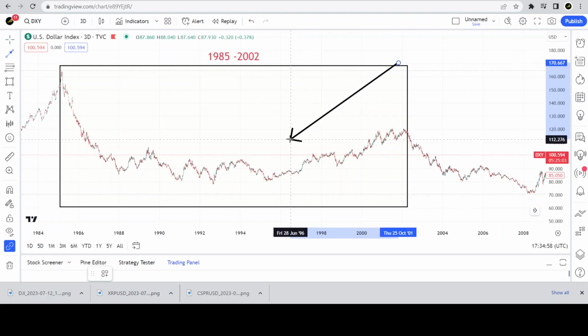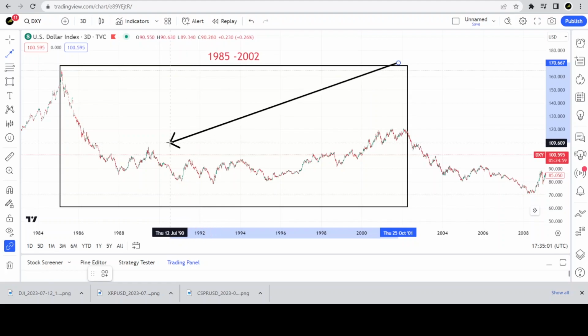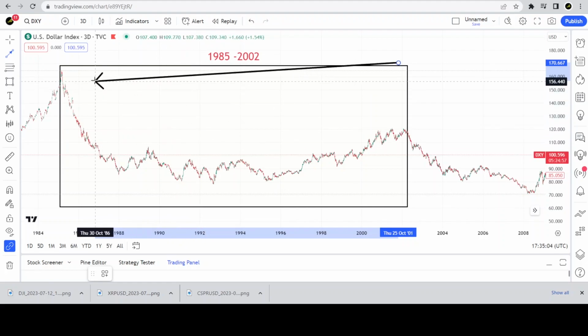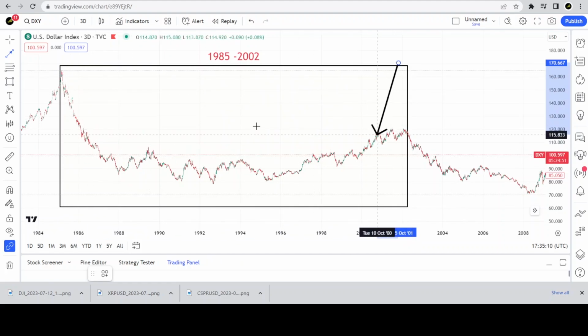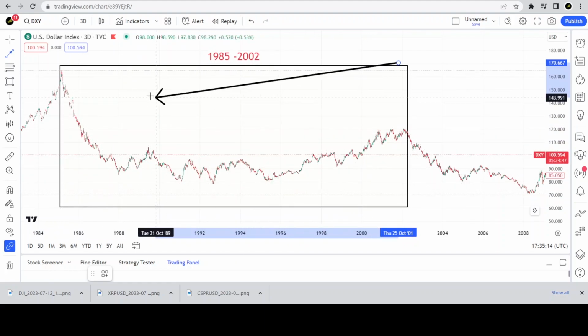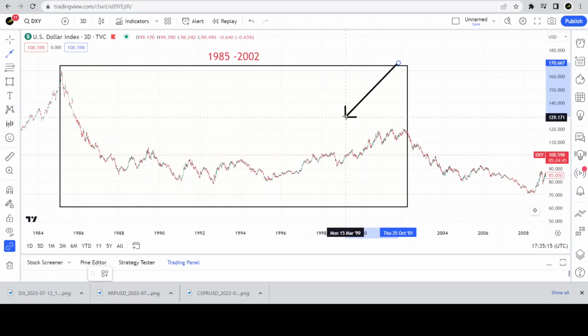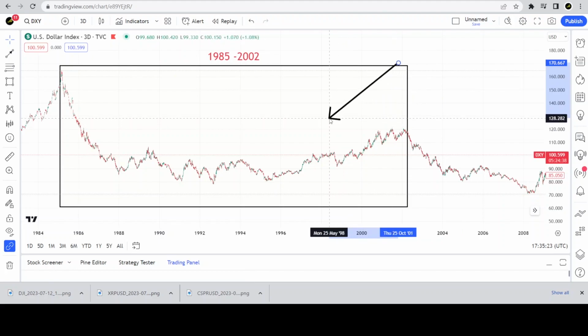Okay, so here we are back in the 1980s and the early 2000s. I have this on a 3-day candle, so this is a fairly zoomed out picture. Now, from 1985 to 2002, the DXY printed this structure. If you were to take this structure and just straight up copy and paste it onto this side of the chart, it would look something like this.